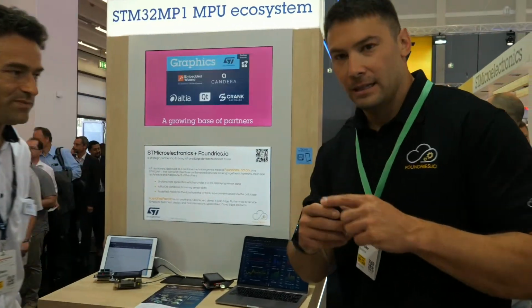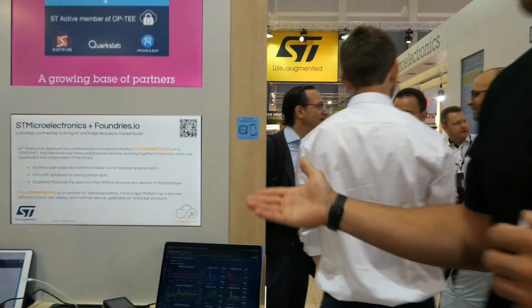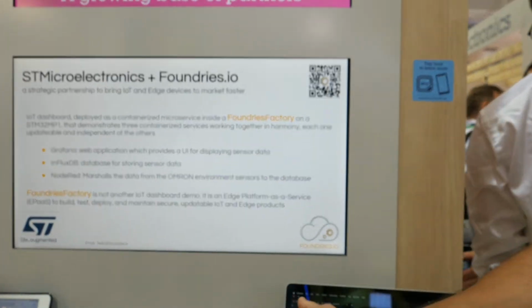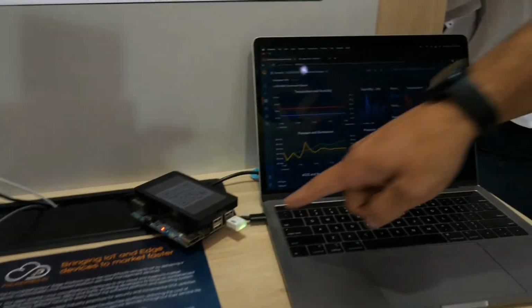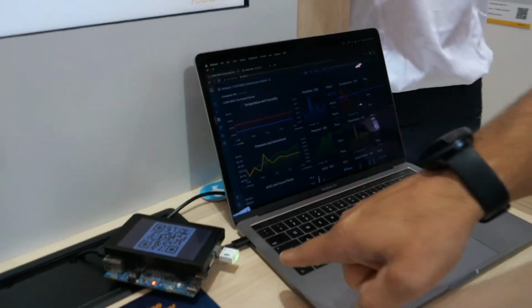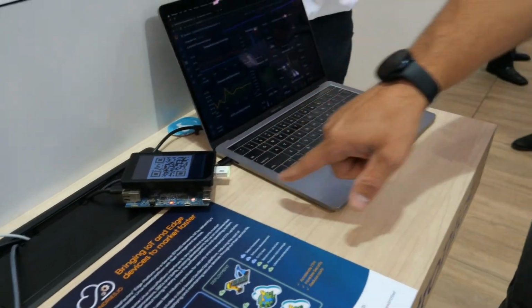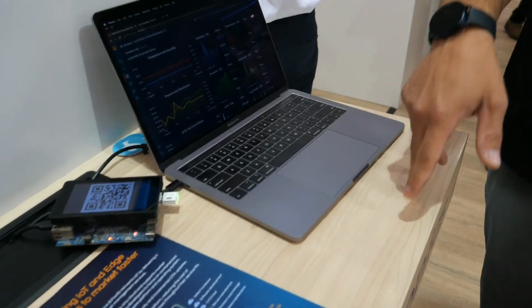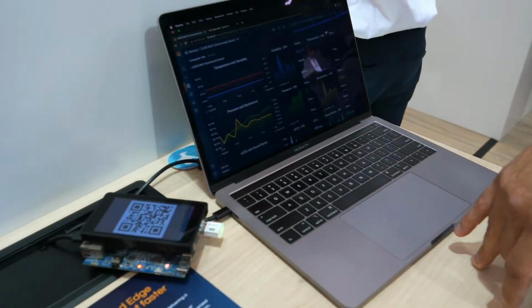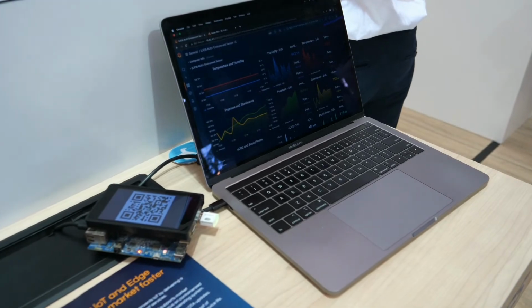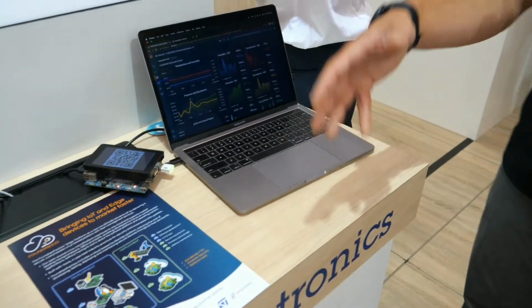Thank you, Gerald. So this is our demo here at the STM32 booth. What we have is an STM32MP1 Disco. It's one of their development boards. Hanging off the USB port is an Omron environmental sensor. This has pressure, humidity, ambient air temperature, a whole bunch of different sensors measuring data.